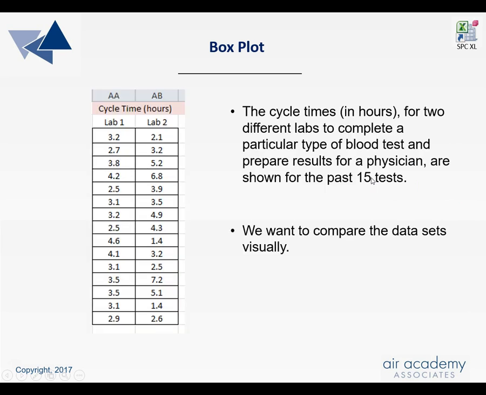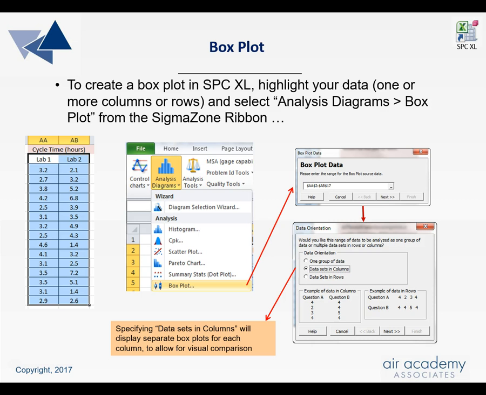Let's suppose we're comparing two different laboratory times. Smaller is better. The unit of measure is hours. We're looking at the cycle time for a lab to complete a special type of blood test, and we want to compare the two data sets. This is a typical application of a box plot. We sometimes have more than two groups of data, but in this case, there are only two.